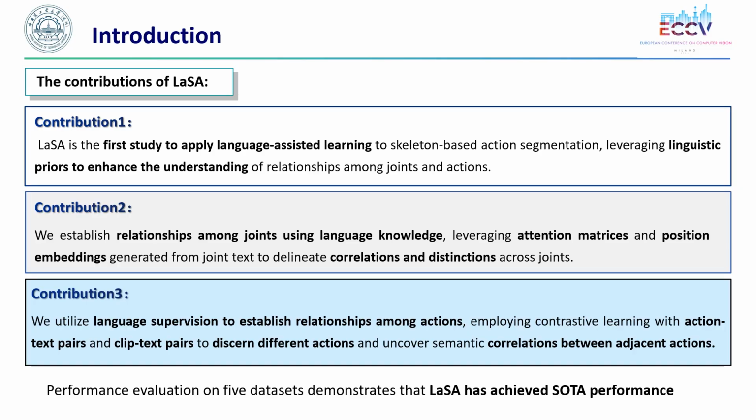Secondly, we establish relationships between joints using language knowledge, applying attention matrices and joint text-based position embeddings to model correlations and distinctions. Thirdly, we apply language supervision to establish relationships between actions, using contrastive learning with action text and clip text pairs to differentiate actions and uncover semantic links between adjacent actions. Our method significantly outperforms existing approaches, achieving state-of-the-art results.